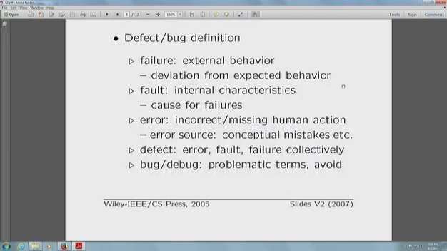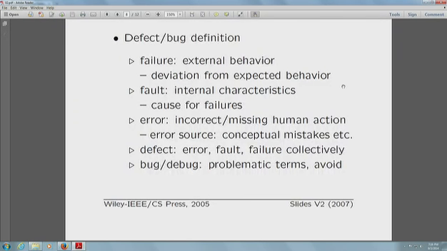Yes? Will the examples we use for errors be the same for faults also? No. The errors are the human actions. For example, I grabbed the wrong piece and put it in here. That action of grabbing this thing and putting it here is the error. Once it's in here, that's the fault. But before it's in here, it's not the fault.